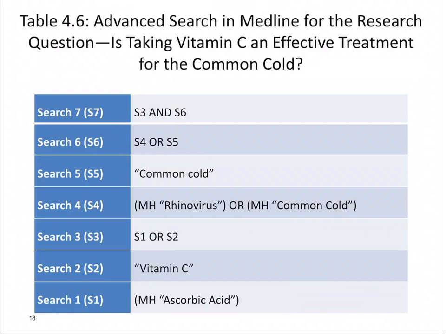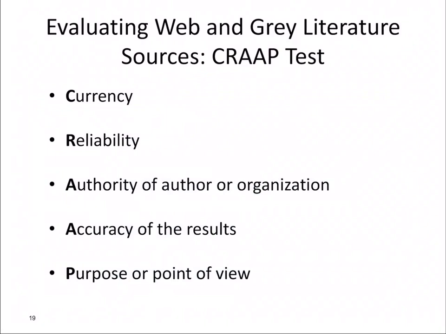You're further exposed to using terms in search engines and in search databases, which allow you to systematically look for very specific topics with examples such as is taking vitamin C an effective treatment for the common cold. In addition to being able to appraise research documents, you're also provided tools to be able to assess internet and gray literature sources such as the CRAAP test.